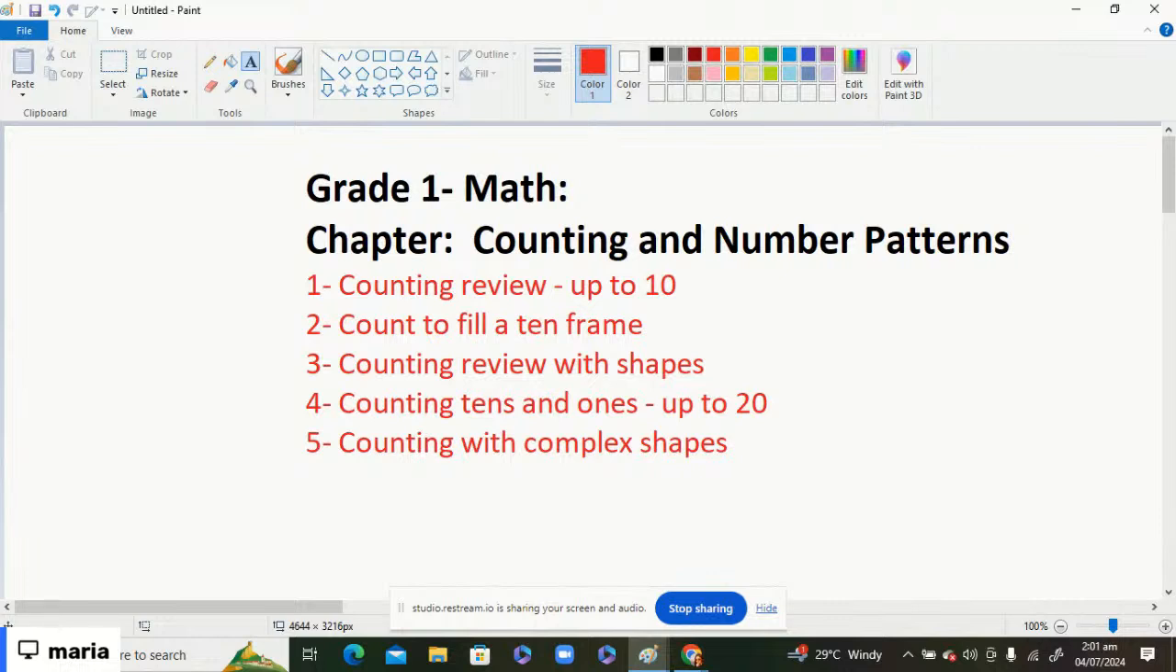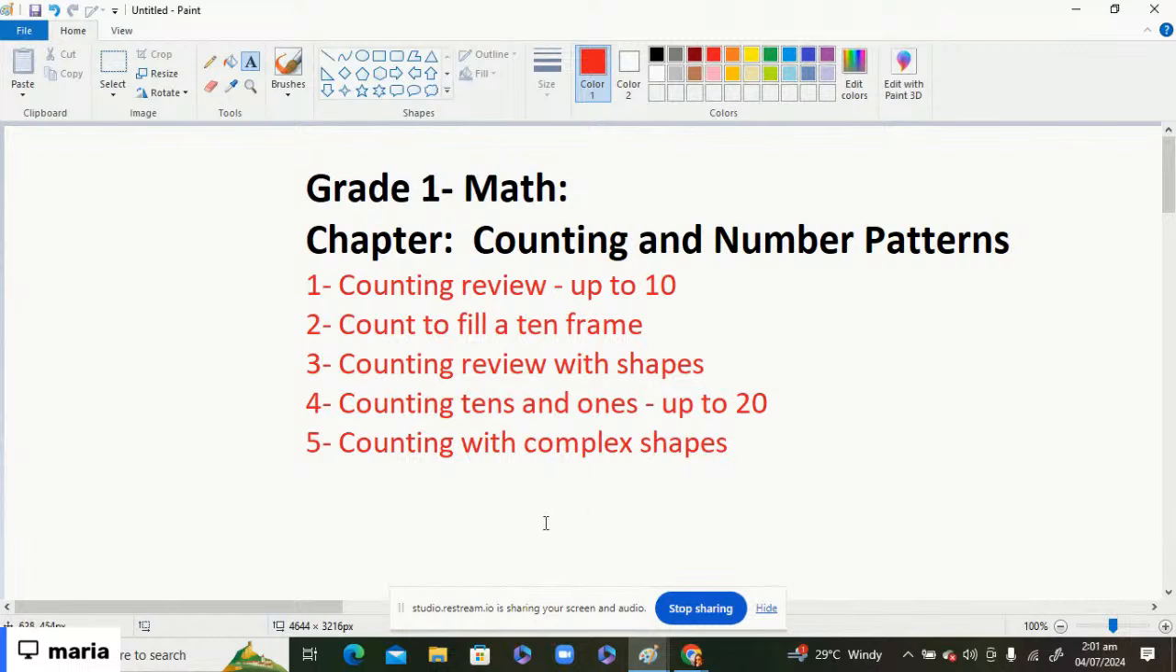So, today we are here to discuss grade 1 maths. You can find all the lessons on aplusstudent.com. You have to log in by using the email and password that is provided by the administrators.